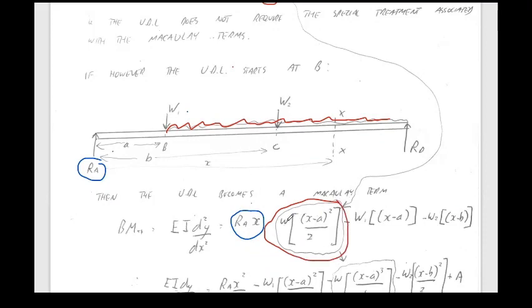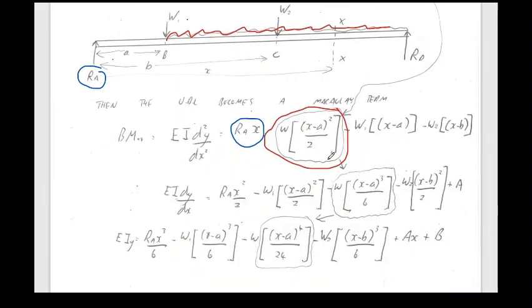And notice now that is a Macaulay's term. You've got an x minus a squared term in there, or an x minus a term in there. That is a Macaulay's term. So you would deal with that in exactly the same way that you deal with Macaulay's terms with your point loads. Okay, so the UDL becomes a Macaulay's term. There it is. We integrate it once to get the slope. We integrate it again to get the deflection.